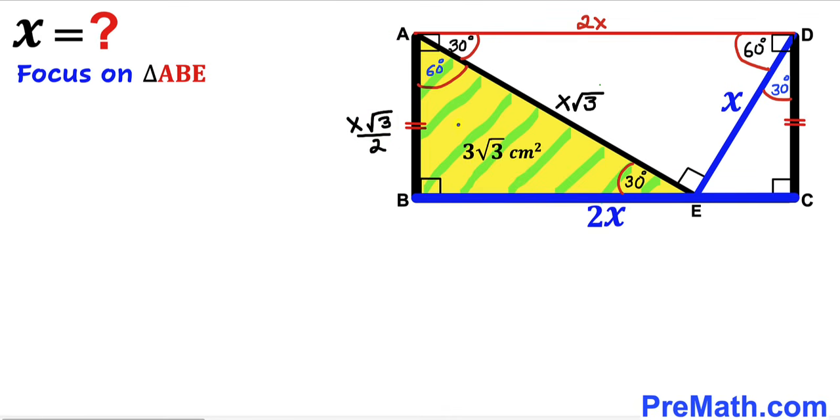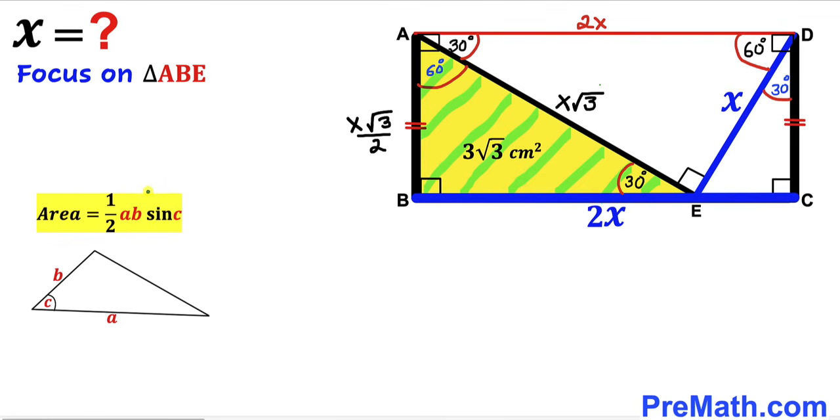And now let's focus once again on this right triangle ABE. And the area of this triangle has been given to us as 3 times square root of 3 centimeter square. And now let's recall the area of a triangle formula. Area is always equal to a half times A times B times sine of angle C. As you can see in this given triangle, our two sides are A and B, and C is the angle in between. And in our case, our two side lengths are these ones, and 60 degrees is the angle in between. And the area of this triangle has been given to us as 3 times square root of 3.